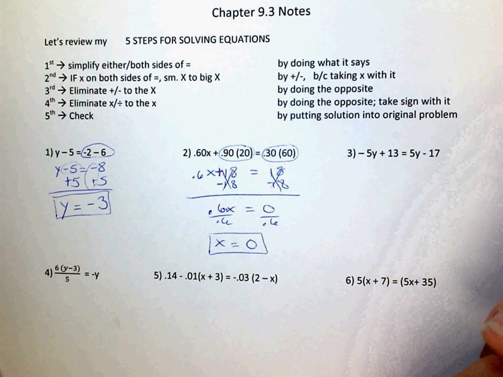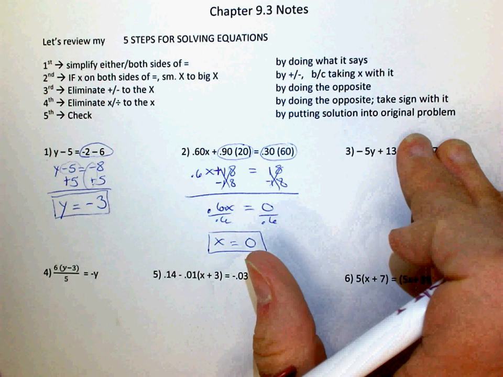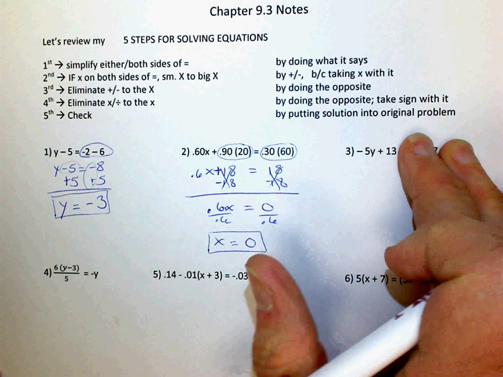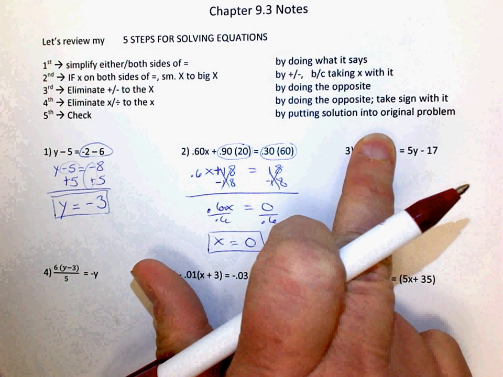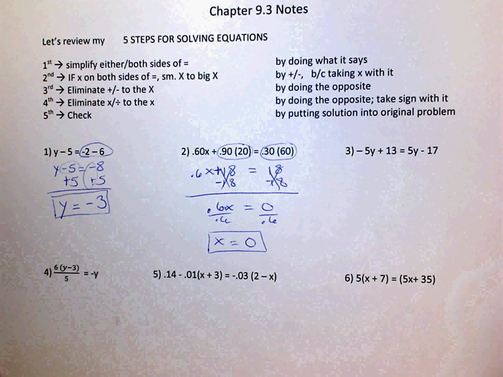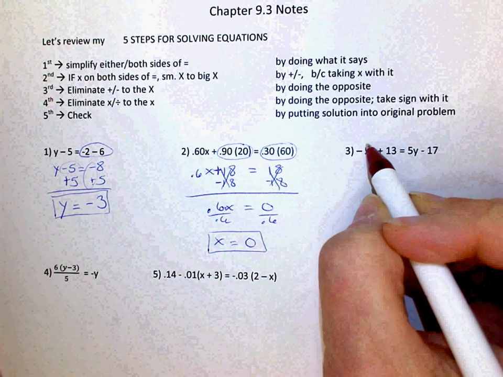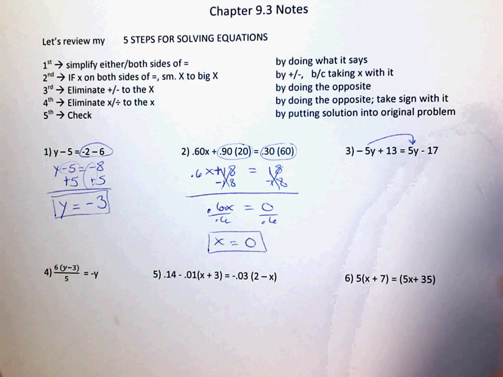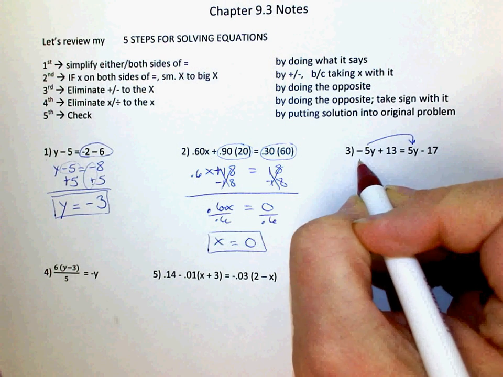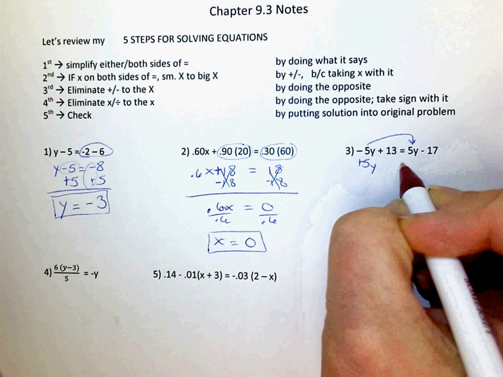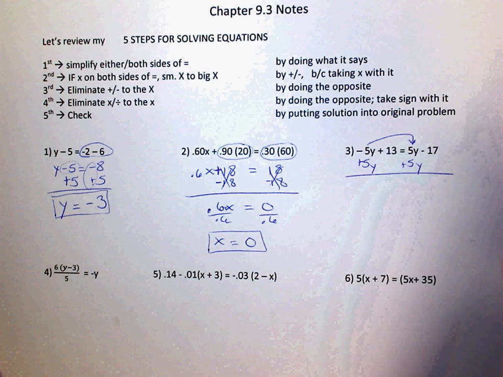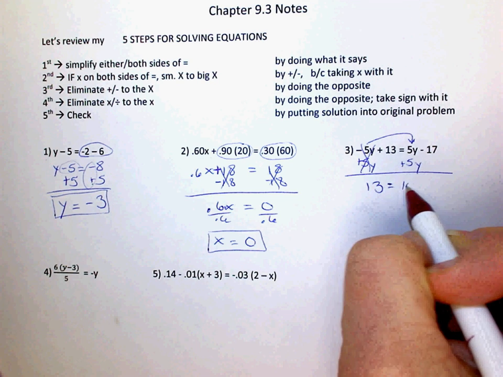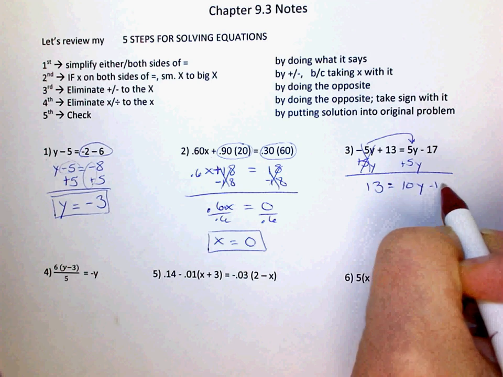Well, number next, there's nothing I can do to that side of equals. And if I look at that side of equals, there's nothing I can do to that side either. So, small y to big Y, because a negative y is definitely smaller than a positive y. So I have to add 5 y's to both sides. And notice I can only add them to their like terms. So 13 equals 10y minus 17.